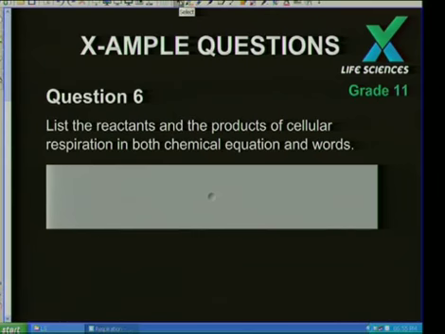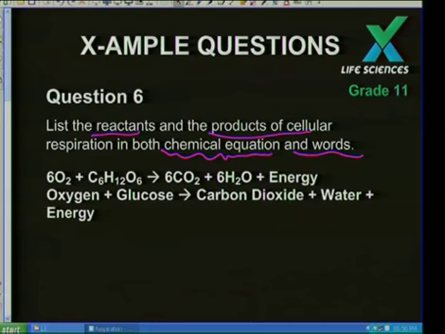List the reactants and the products of cellular respiration in both chemical equation and in words. And there we have it. We spoke about this already. 6O2 plus C6H12O6 will give us 6CO2 plus 6H2O plus energy. Or we can say in words, oxygen plus glucose gives us carbon dioxide, water, and energy.